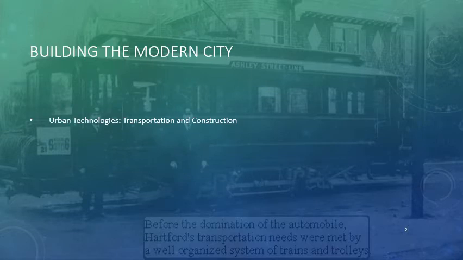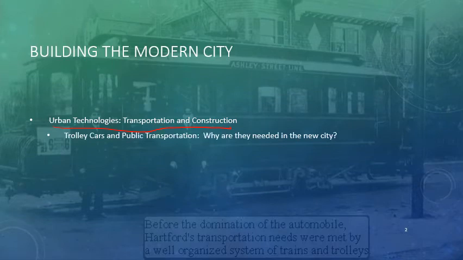This comes largely through the creation and development of new urban technologies. The two urban technologies that are most dominant in this arena are transportation and construction. So we'll talk a little bit about transportation first. Early on, when you start to get automobiles late in the 19th century, very few people have them. You're talking in the thousands, maybe not even the tens of thousands.